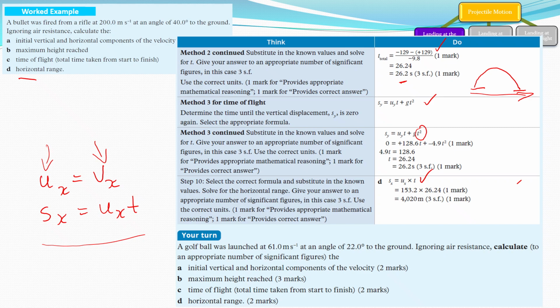Ux you got from right back in part A back here. Plug that into your formula. That's in there. The time we got from part C. Plug that in there. And what do we get? 4,000 meters is how far the bullet travels. So whilst it goes 800 meters up in the air, it's traveling horizontally 4,000 meters, and it's doing it in 26 seconds. Probably faster than you can run. Okay.